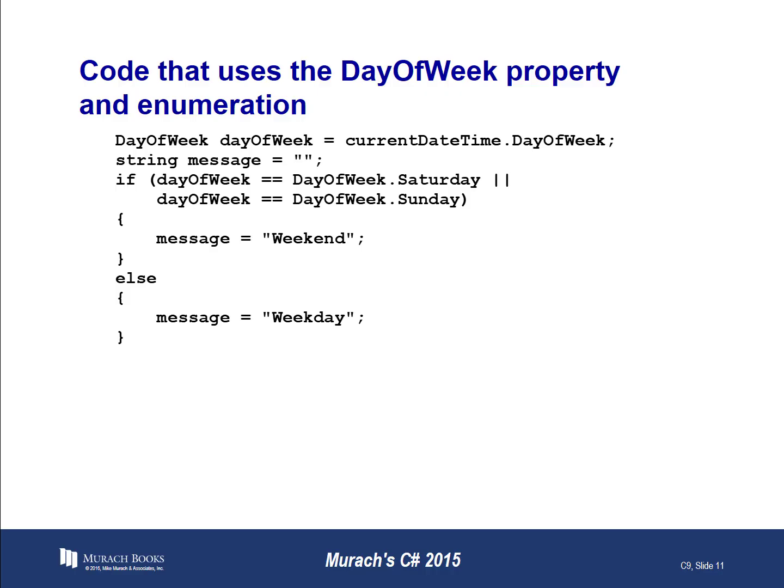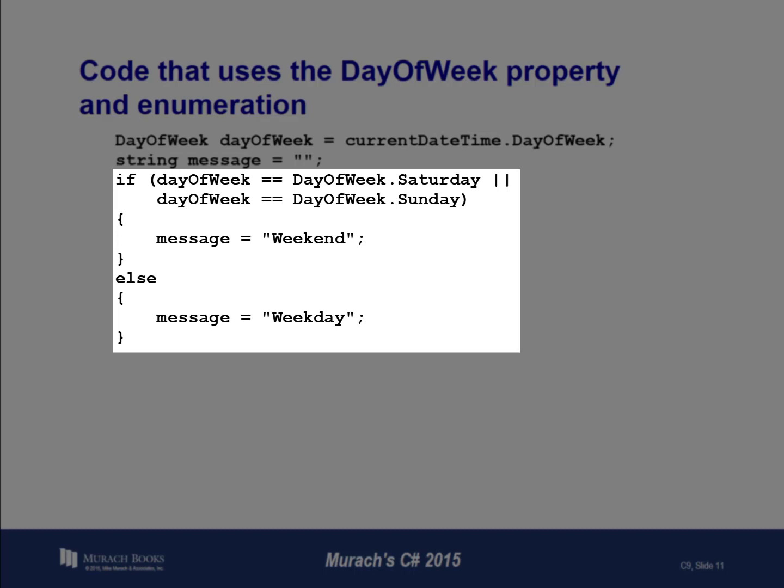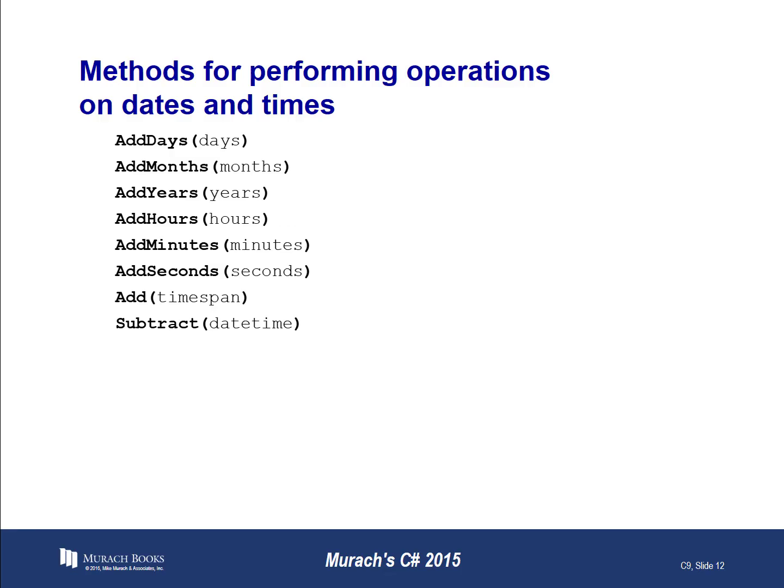Another very useful feature is the day of the week property. If you have a specific date that's stored, you can do a dot day of week, and it will tell you whether that day of week is a Monday or a Tuesday or a Thursday or a Saturday. So in this case, you can see a little snippet of code that lets you know that it's the weekend or the weekday based upon the day of week property.